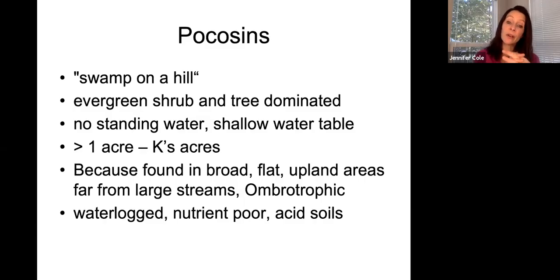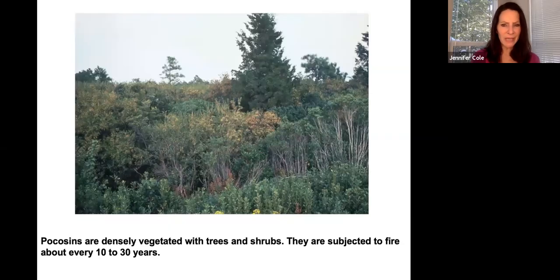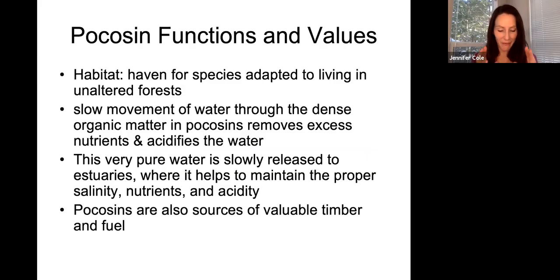Ombrotrophic as well, so they are acid soils, but they are able to really clean and purify water. Here's a picture of this just real dense vegetation, lots of different types of trees and shrubs. Even though it's a wetland, it's a fire dependent ecosystem, so they need to burn. Some of these plants can't germinate their seeds unless the seed coating has been burned off. So not a very friendly place, between it being watery, very thick vegetation, and fire dependent. And so they're a haven for species that are adapted to living in these types of bogs, pocosins.